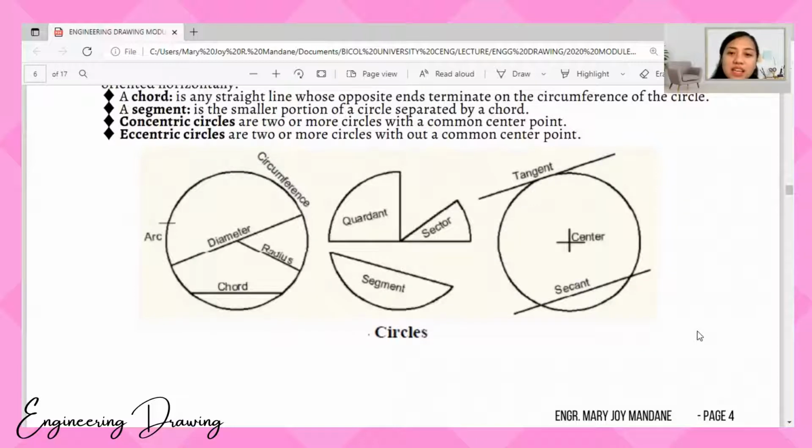So here are the circles. Okay, ito yung diameter, ito yung kanina yung sinasabi nating radius, ito yung chord, ito yung arc, ito yung circumference. Okay, kung sa circles, ito yung segment, quadrant, sector. And ito yung tangent, ito yung circle, ito yung secant. Okay?